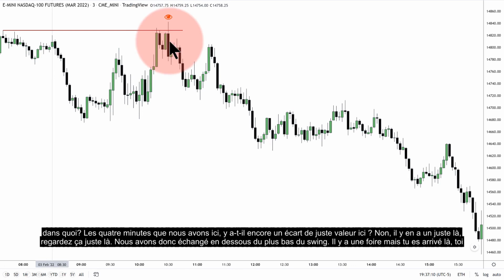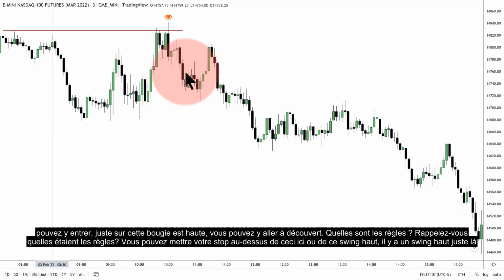Here we have it here. Is there a fair value gap in here yet? Nope. There's one right there. See that? Right there. So we traded below this swing low. There's a fair value gap right there. You could enter there, right on this candle's high. You can go short there.